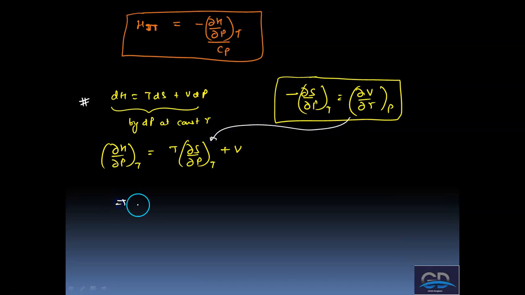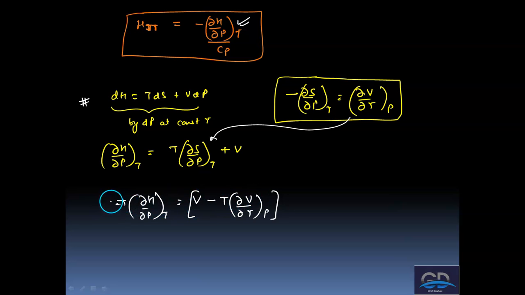So we know that del H by del P at constant T would be nothing but V minus, if I just put the value in place of this, T del V by del T at constant P. Right? This is the expression which is required over here. I hope that you are continuing along with me and deriving this step by step. So this is what we have to calculate, and we will do it for the real gas.